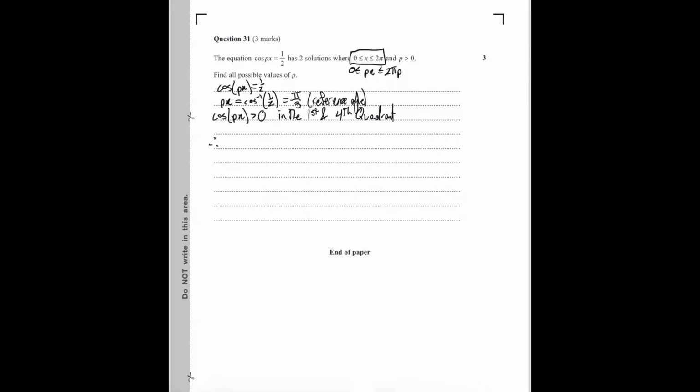So therefore, our solutions, which is px, is going to be pi on 3. It's going to be 5 pi on 3, which is 2 pi minus pi on 3. It's going to be 7 pi on 3, which is 2 pi plus pi on 3. So these are, I guess, the first and the fourth quadrant going around and around in the same circle, and so on. It's going to keep going.